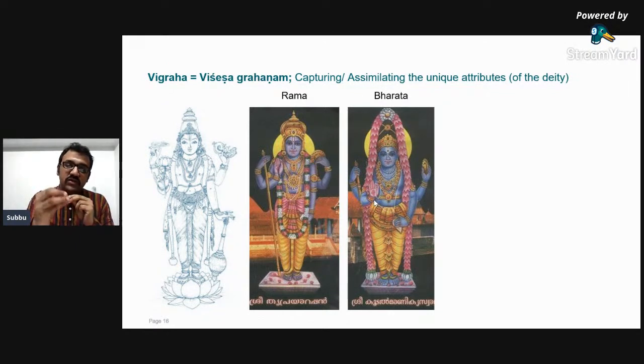See, this is how the special aspects of the Moorthi or the Vigraham can also be related to the literature. So that is why the knowledge of literature is also equally important for us to be able to relate these aspects to that of the literature.